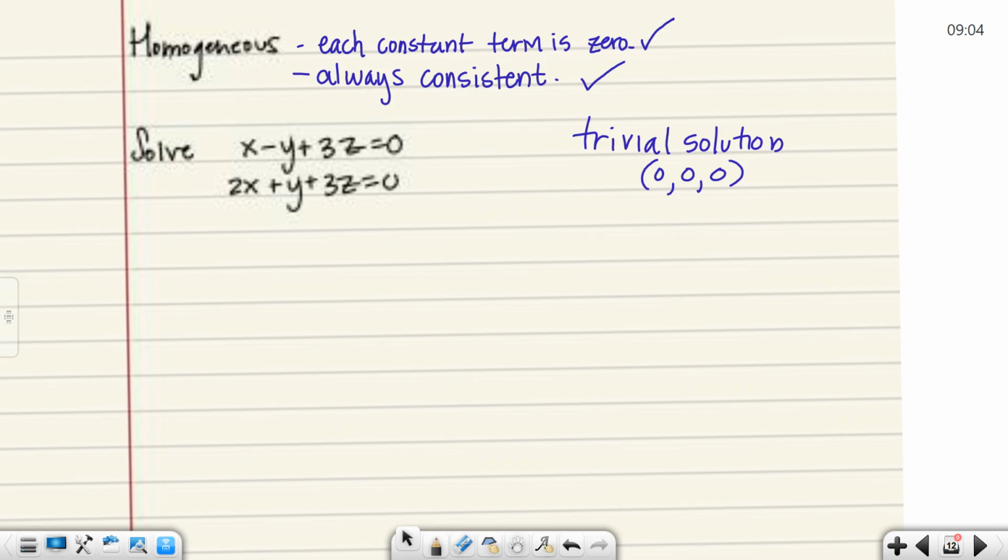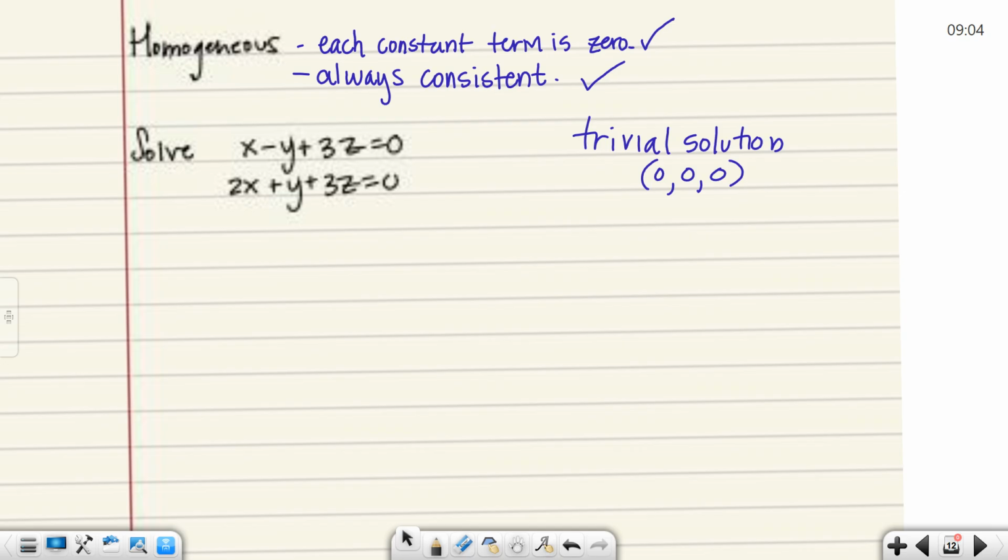And it's always consistent because it will always at least have the solution 0 for x, y, z, for a three-dimensional system. It'll always have the solution 0, 0, 0. Now, it may have other solutions as well, but it will always have the trivial solution. And so we're going to solve this one out in just a second and talk about that one.